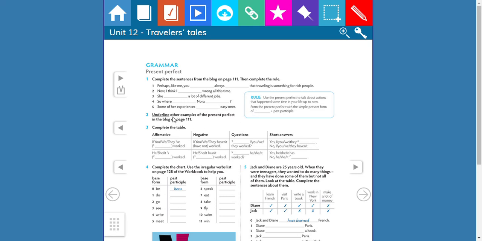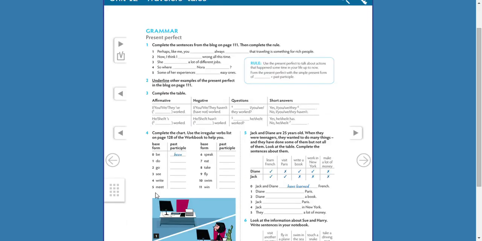Now the second part says underline all the examples of the present perfect in the blog. So we are going to learn present perfect. So you're not only going to do this, no, you're going to try to find more examples with the present perfect. We have affirmative, negative, and questions. But this is the part that I want to go through. If you learn this part, this is going to be very easy. But if you don't, it is going to be very difficult.